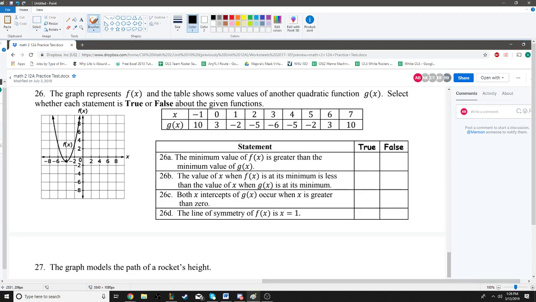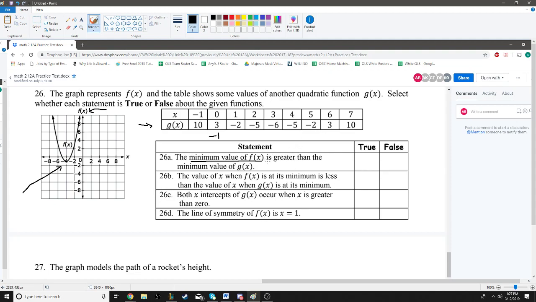This graph represents f of x and the table that shows two values. Okay, so this is the f of x function right here. It's drawn on your graph. And this is the g of x function. So this is the minimum value of f of x. That's the smallest value of f of x. That is right there. The smallest value is negative 1.